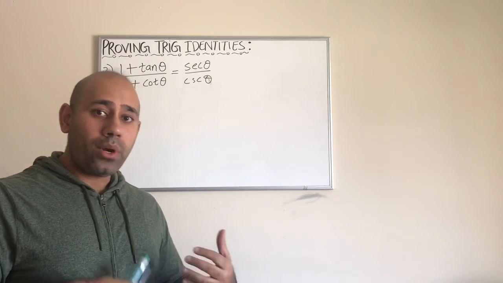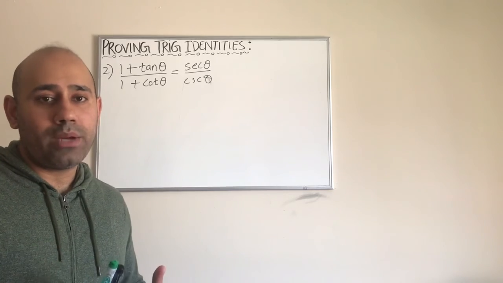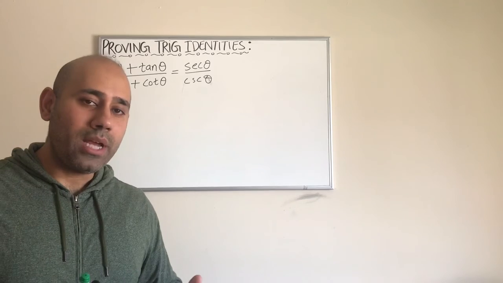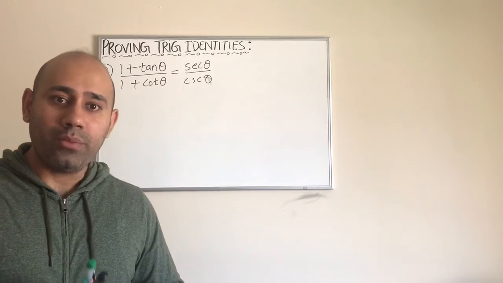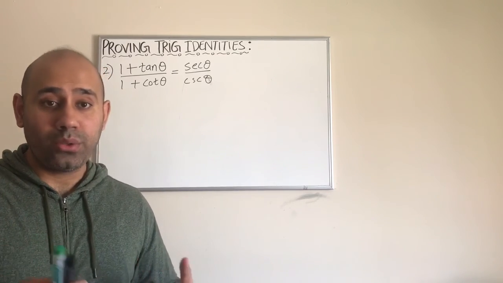In order to do that, we already know that we probably have to start with one of the sides. Sometimes we may have to use both sides, but most of the time we start with one of the sides, whether it's the left hand side or the right hand side, and then we simplify, use the identities, and try to simplify it to look like the other side.